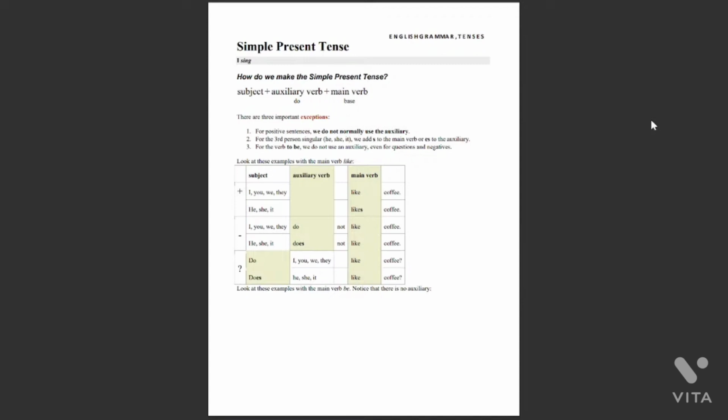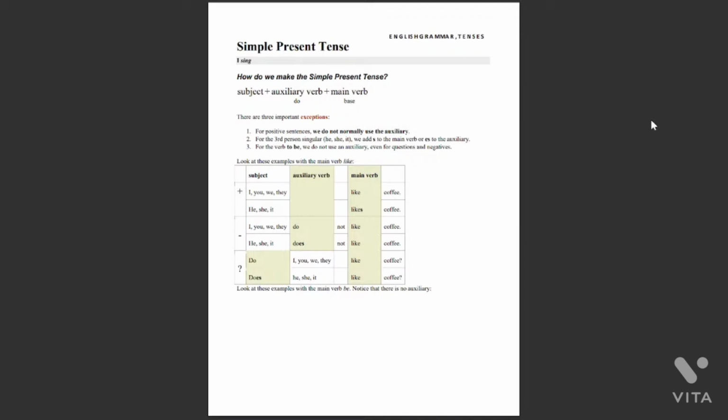Now, what I said first was positive sentences, but now it is negative. For the negative sentences, we are using the auxiliary verb do, and not is compulsory. It is the word that makes the sentence negative. So: I do not like coffee, or I don't. You do not like coffee. And he does not like coffee, she does not like coffee.